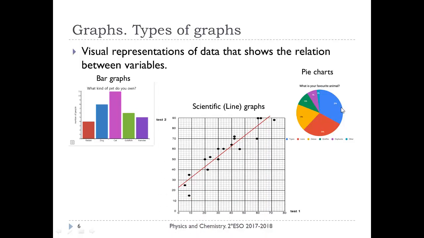Finally, we are going to see the ones which are used in science, which are called scientific or line graphs. This means that you represent all of your results with some dots on the x and y axes, and then you have to draw a line which fits the best for each dot, that means that the line should be as close as possible to each point. So using this line, we would be able to approximately get the results of another test.